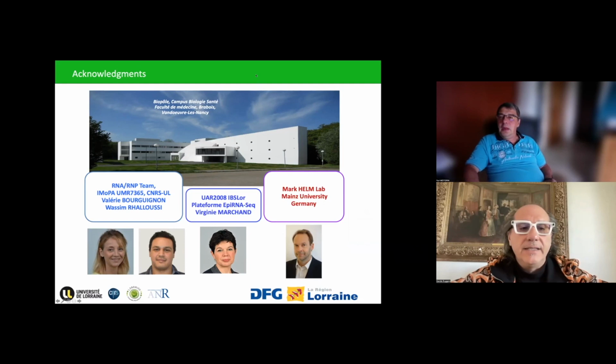This is very exciting, new technology, maybe more to understand how your sequencing approach will compare with obviously other techniques to map or quantify modification.